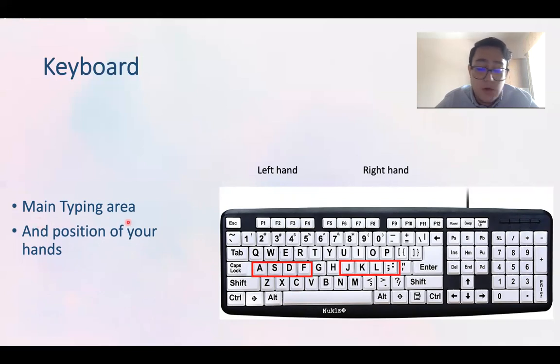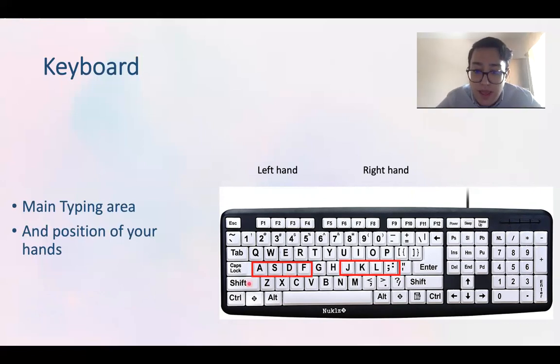And this is, so we call this the main area or the home buttons or home keys or home row. All right, so this is the home row, which your hand has to be positioned at. Your hand should be in that area. All right, so just remember left hand and right hand.